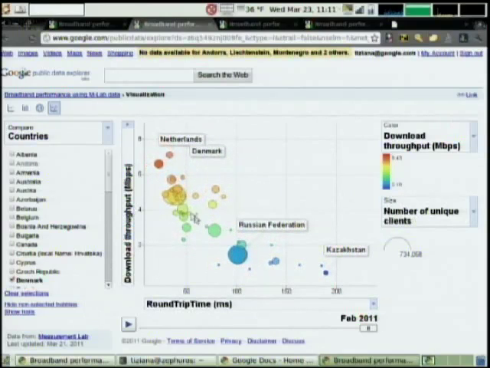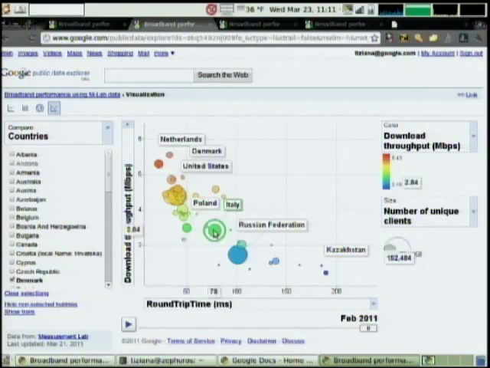Okay, so now we're seeing how much data we have collected. The size of the circle is how much data we've collected, and we're seeing round trip times on the horizontal axis and throughput. So somebody who has a high throughput, like the Netherlands, and a low round trip time, is getting very good service because you're getting high bandwidth and not too much delay. On the other hand, if you're off in Kazakhstan, you're getting lower throughput and higher round trip times.